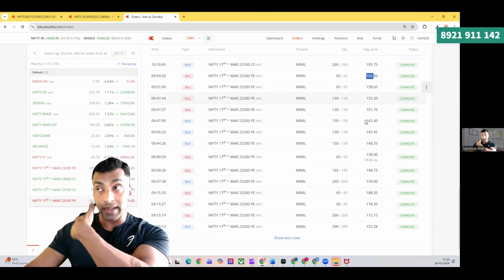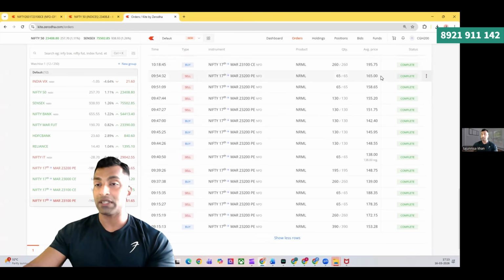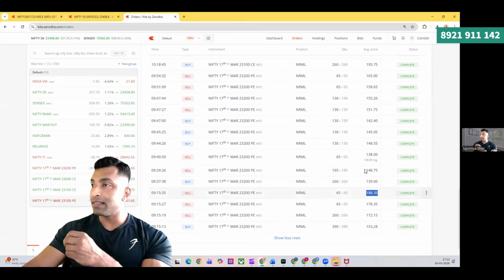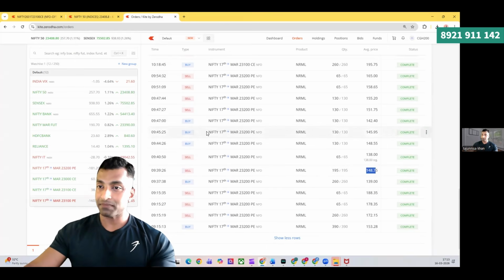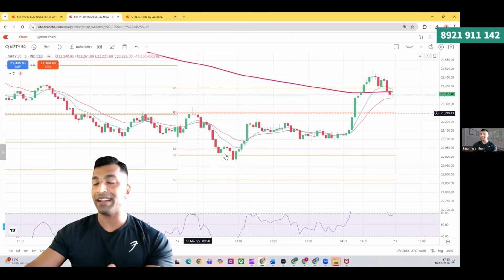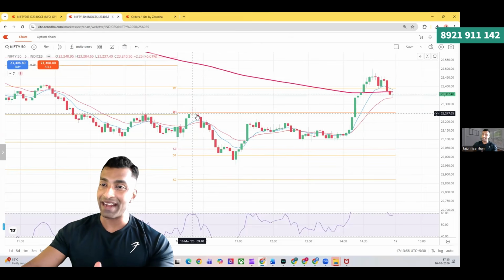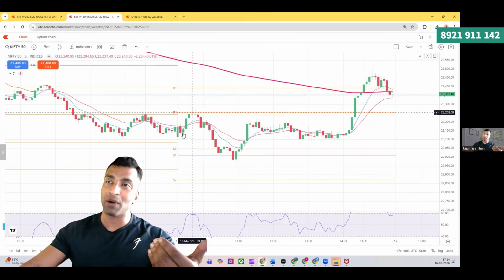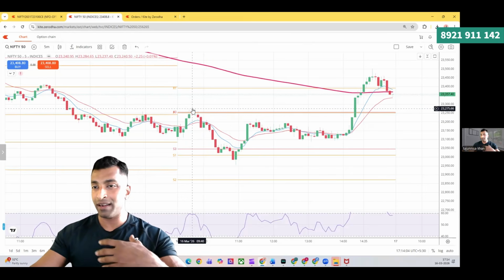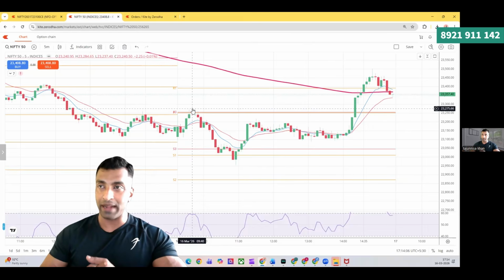So this trade again from 142 to 165. This trade from 153 to 188. This trade from 139 to 148. And that's enough for the day. And then that move came till this level. This is where I took the entry, but that definitely we may not be able to capture because the kind of bounce which you got here will make you confused to enter again.